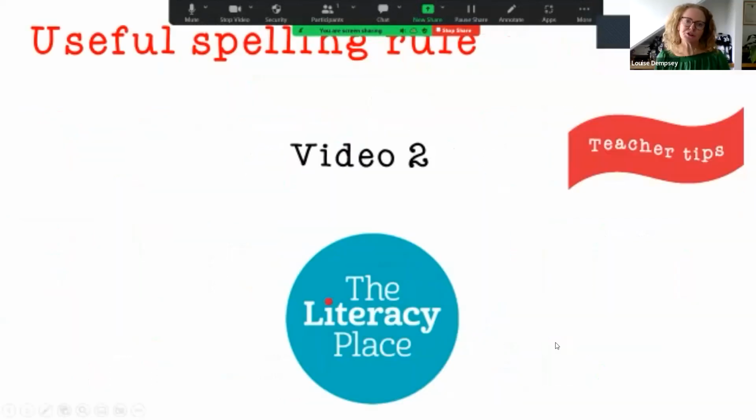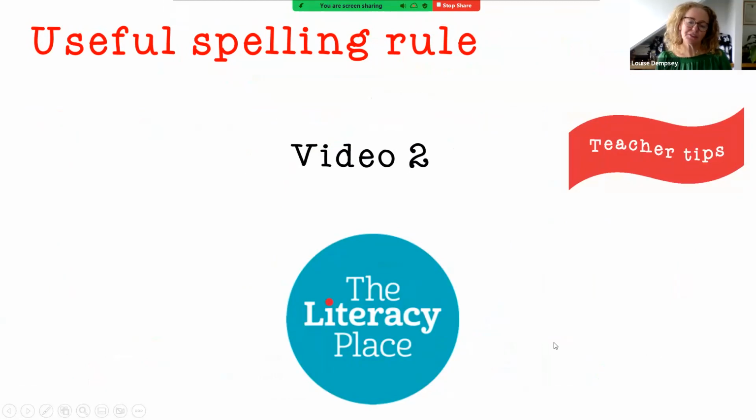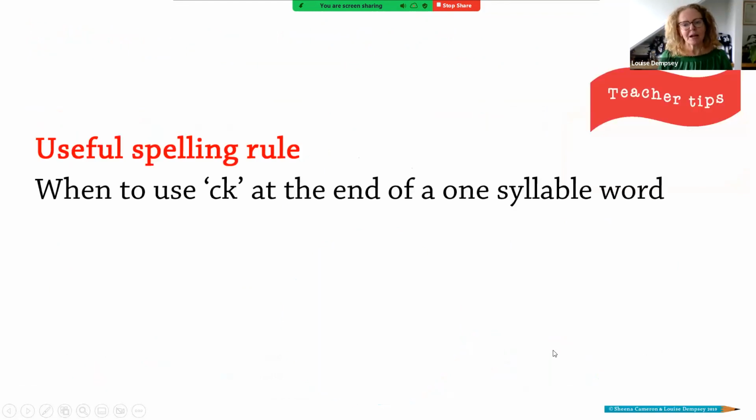So the spelling rule we're doing today is around CK. When do we use CK at the end of a one-syllable word, and when do we use a K? We're just going to look at one-syllable words because when you get into longer words, the rule doesn't apply in the same way.